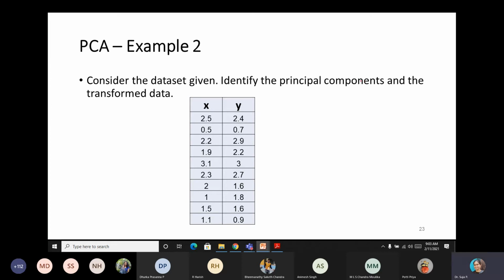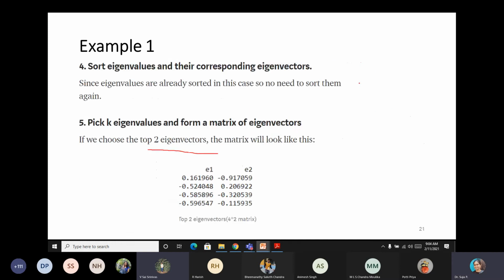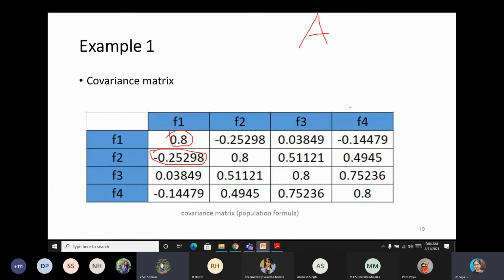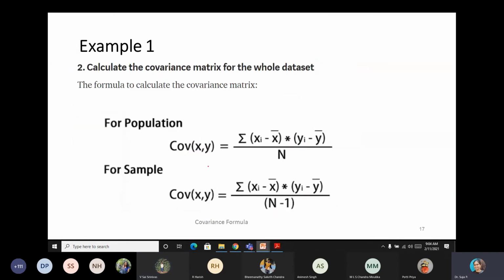Any doubts so far? Ma'am, can you explain the second step? I didn't understand the covariance of F1, F2. This step? Yes, ma'am, minus 0.25298. Okay, this I will explain. Actually, the covariance formula I will show.